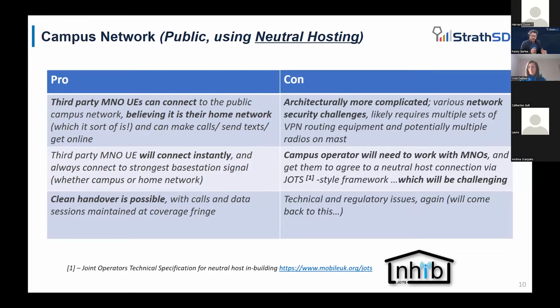Now, JOTS is a neutral hosting framework which has been developed by all the operators in the UK for neutral host in-building. It's designed for small cells placed, for example, throughout a shopping centre. It's not designed for macro outdoor coverage. So there'll need to be some slight variations on the JOTS framework, which no doubt will be a fair bit of effort to get tweaked to make it suitable for outdoor use. Again, there are technical and regulatory issues, which we'll come back to.